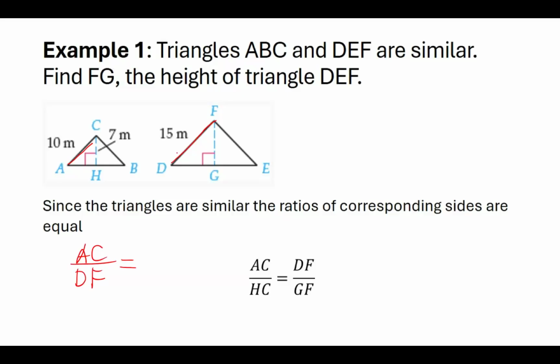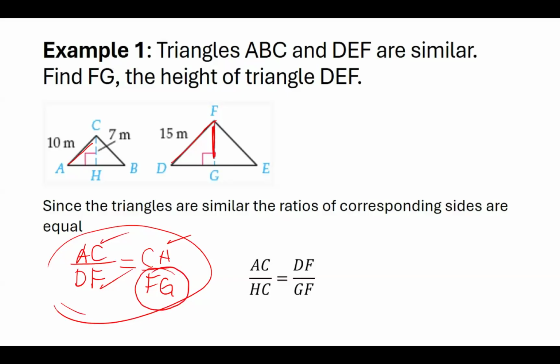And then this is equal to, now I could divide the heights. Remember that the heights have the same ratio. So if I divide the height on the smaller one, CH, or HC, this would be equal to the larger one, which is FG. And so I could use these fractions to solve and find the larger value, because I know all of the other values. I know AC, I know CH, and I know DF, so I can find the height FG that they're asking me.